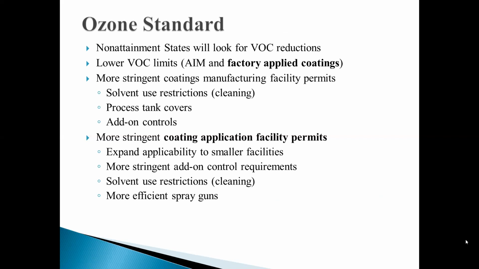And then the states can go after permits. They could limit the type of solvents that are used for cleaning, I'll talk about this later. They could require covers on tanks that contain coatings, and of course add-on controls. And then of course you've got the coating application facilities. You could expand the applicability to pull in smaller facilities, and do more stringent add-on control requirements. Again, the solvent cleaning, more efficient spray guns, and of course the actual VOC limit that would apply to a facility, which they could ratchet down as well. Next slide.